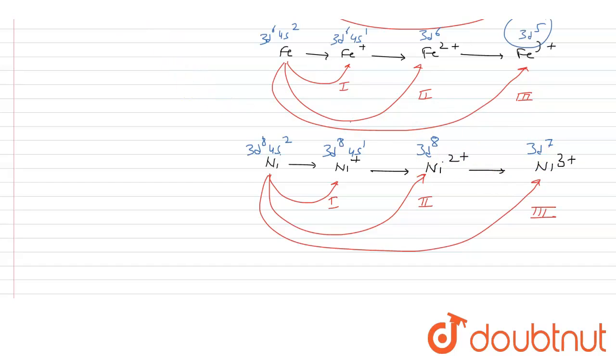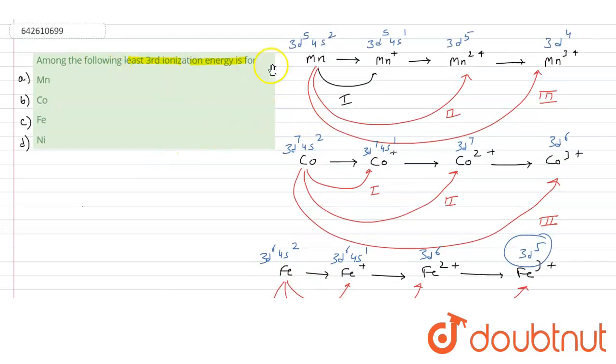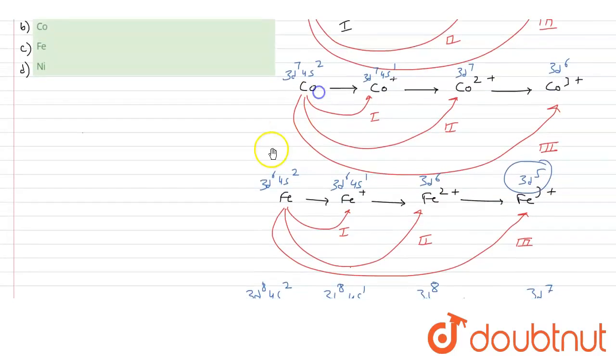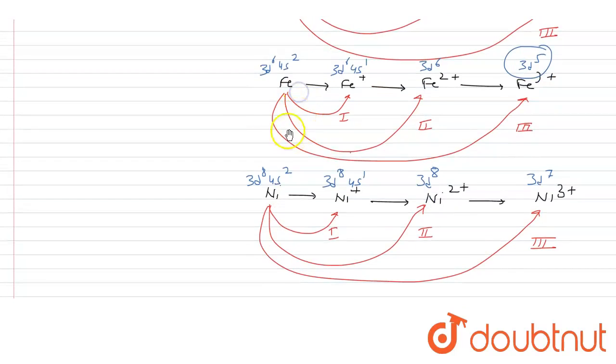So in these elements, manganese, cobalt, iron and nickel, the minimum amount of energy will be required for Fe to Fe3+. In this case, we are gaining the 3d5 electronic configuration, which is the stable electronic configuration, and because of this we have to supply a minimum amount of energy for the third ionization energy. So this becomes our answer.